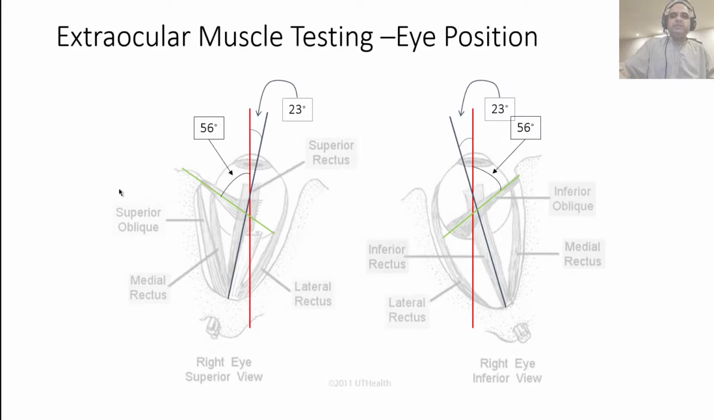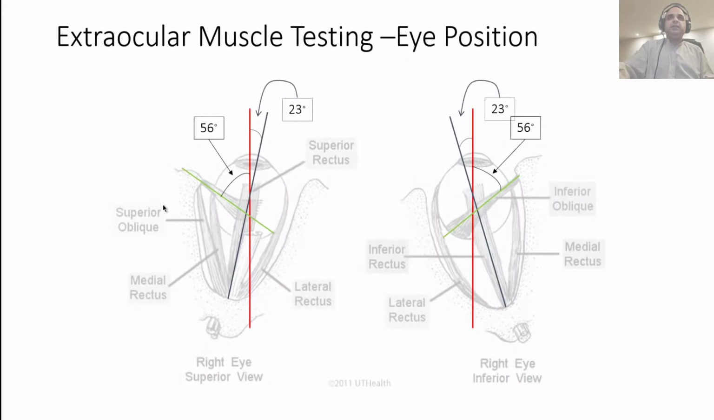Now what we need to understand is that, to test the recti, the superior and inferior rectus, we need to move the eye laterally. That is because when the axis of the eyeball is parallel to the axis of either the recti or the obliques, the recti can only elevate and depress when the eye has moved out. For the obliques, they can only elevate and depress when the eye has moved in, because the axis of the eyeball and the axis of the muscles have aligned. So I'll just show you that.